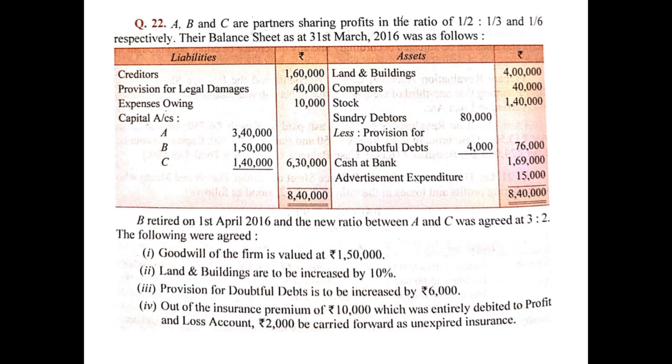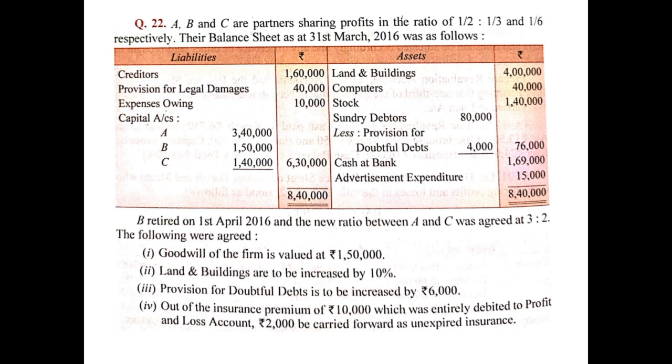Then second point, land and buildings are to be increased by 10%. So the value of land and building is 4 lakh. It has to be increased by 10%, that means 40,000. So it is an increase in asset, therefore it will be shown on the credit side of revaluation account as by land and buildings 40,000.